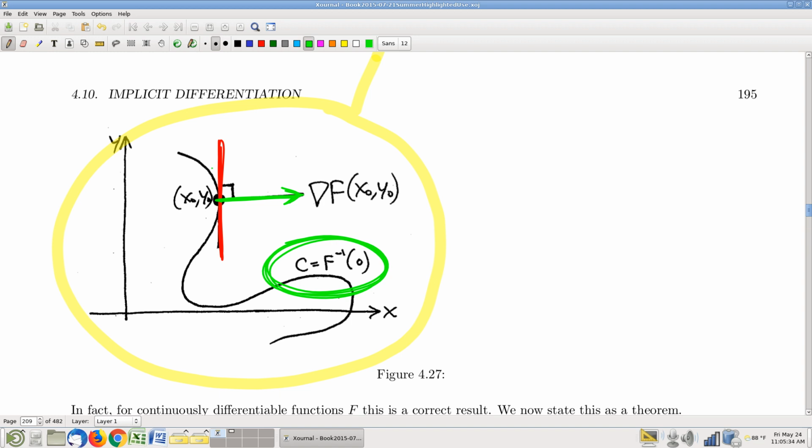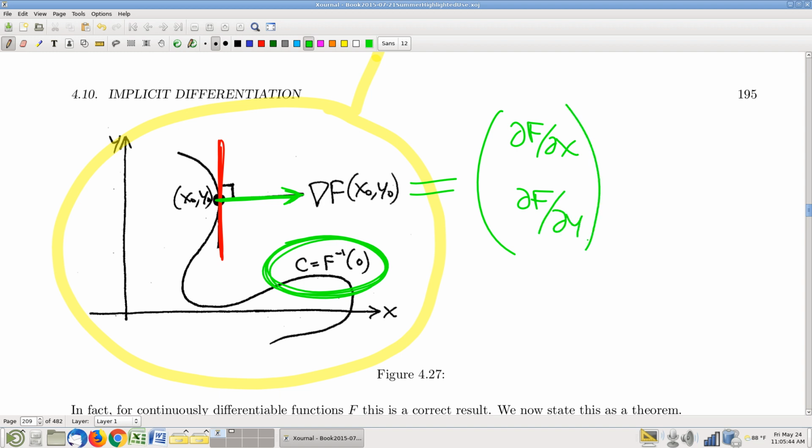If the gradient is horizontal, let's not forget what the gradient is. The gradient is partial of f with respect to x, partial of f with respect to y. And if that's horizontal, that would mean that this is 0. Everybody on board? And so this is an algebraic way that you can detect the problem that we're interested in.